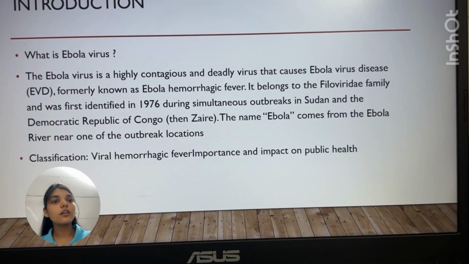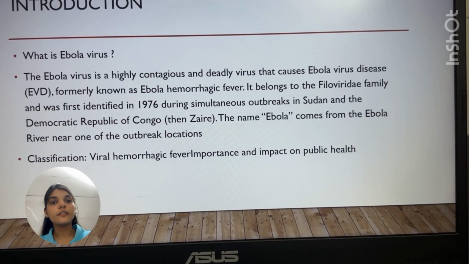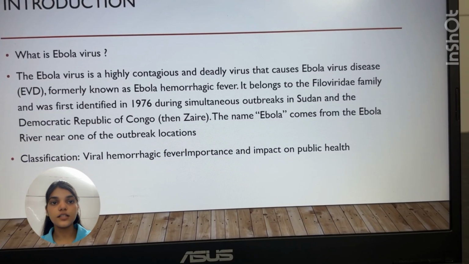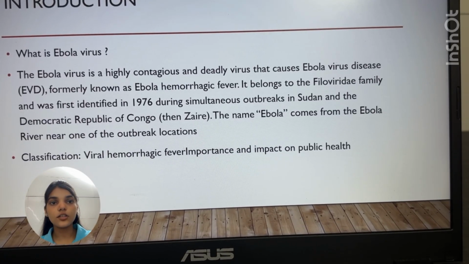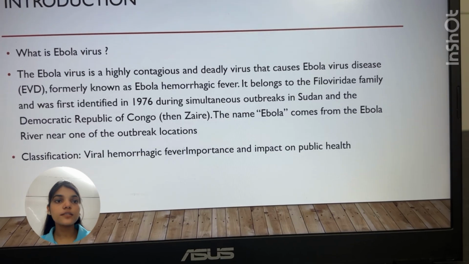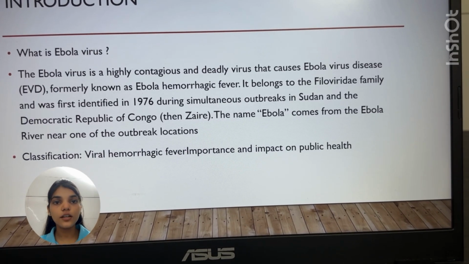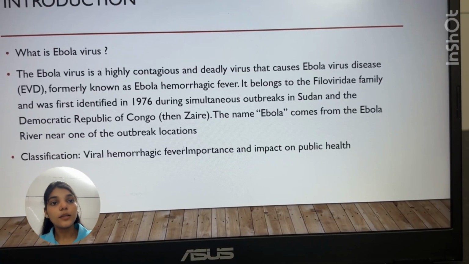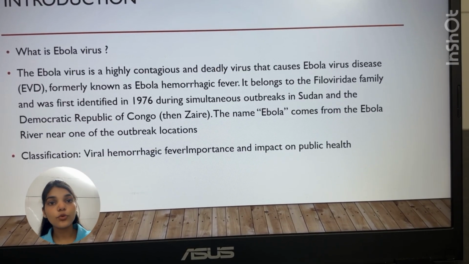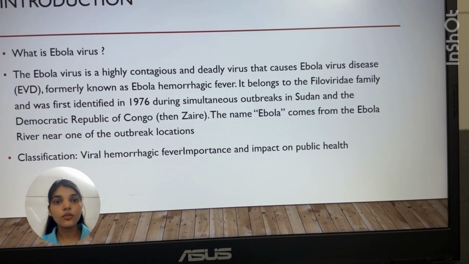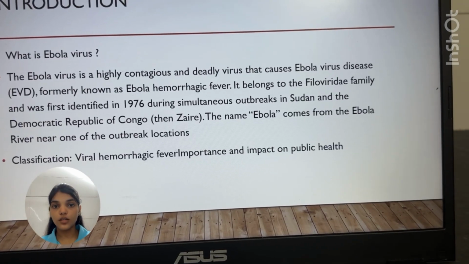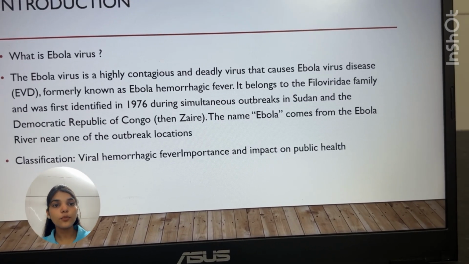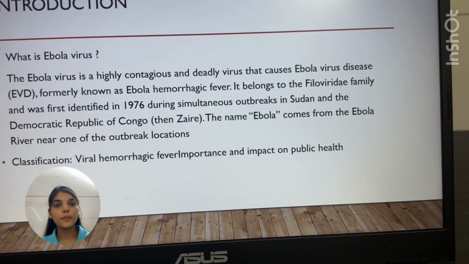It belongs to the Filoviridae family and was first identified in 1976 during simultaneous outbreaks in Sudan and the Democratic Republic of Congo. The name Ebola comes from the Ebola River near the outbreak location. Classification: viral hemorrhagic fever, with importance and impact on public health.